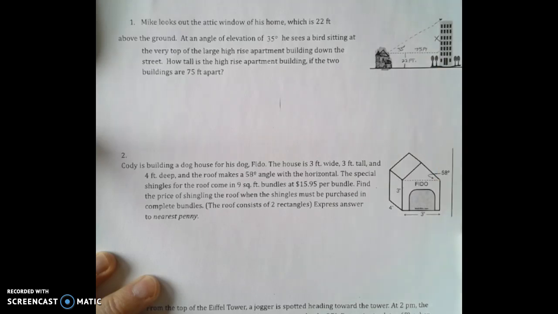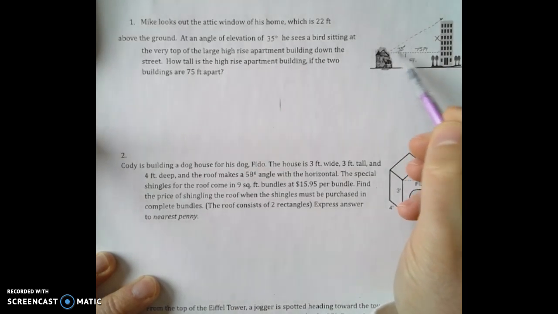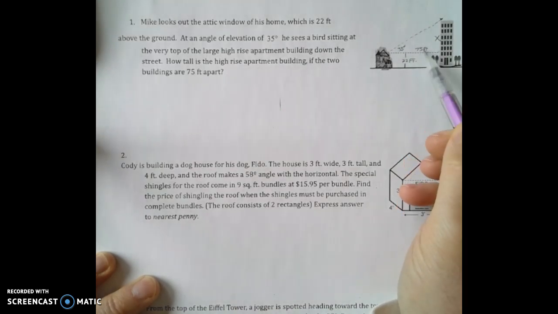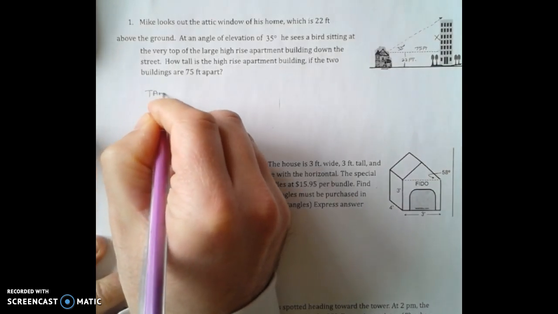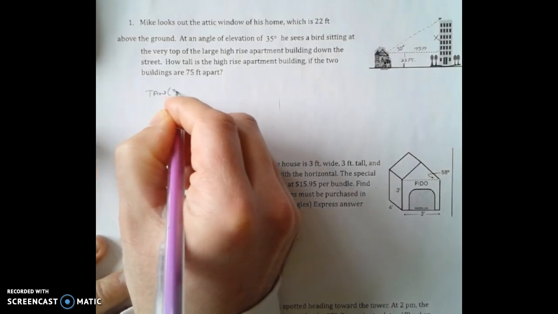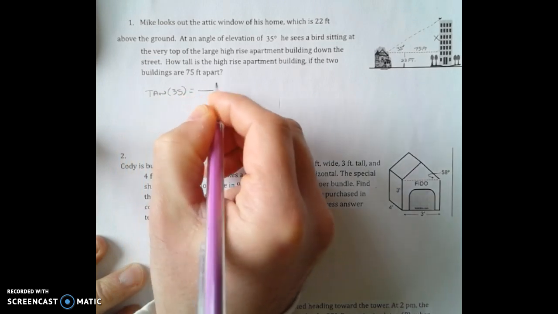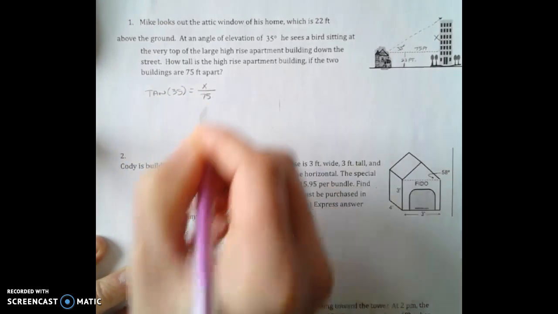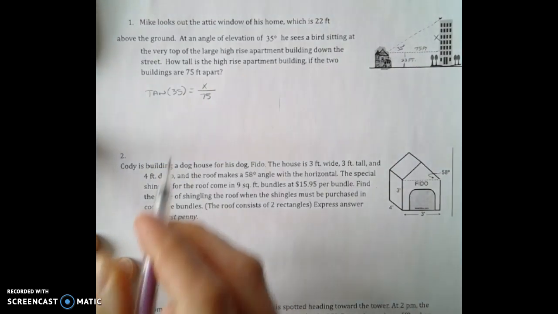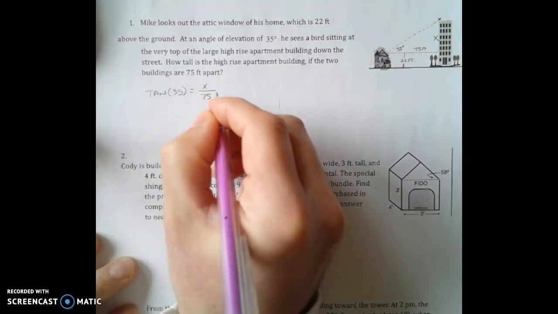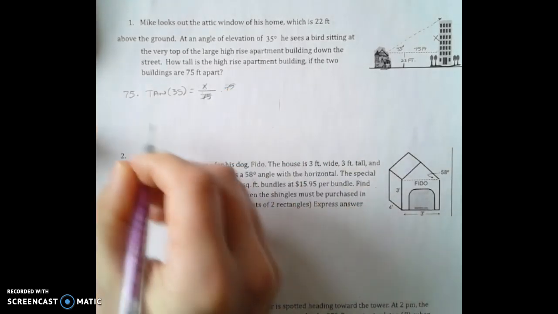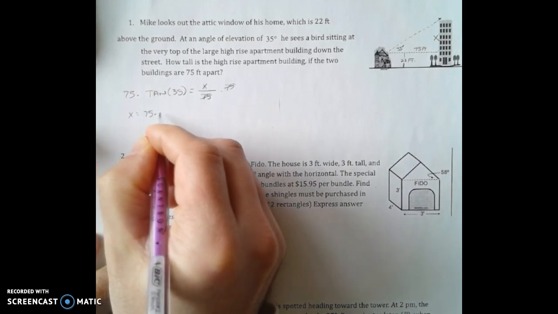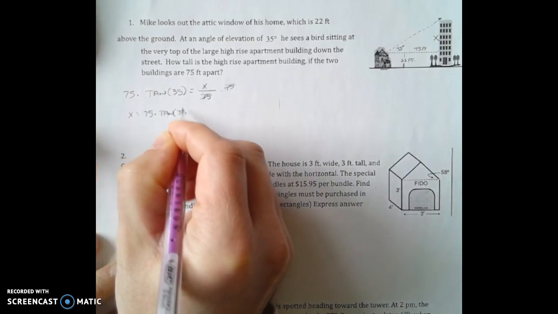So let's call this distance x. Based on where this angle is, x is opposite, and 75, the distance between the two, is the adjacent side. Opposite and adjacent is going to be tangent. So we're going to do the tangent of 35 degrees equal to the opposite, which was x, over 75, which was the adjacent side. If we multiply both sides by 75, those simplify, and x is going to equal 75 times the tangent of 35.